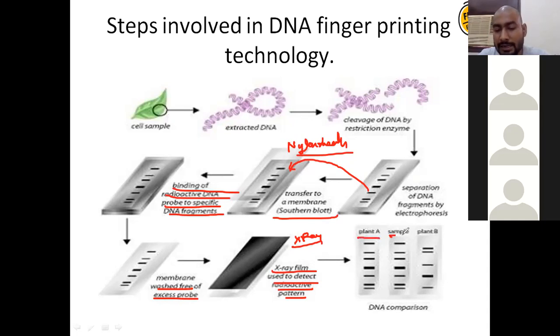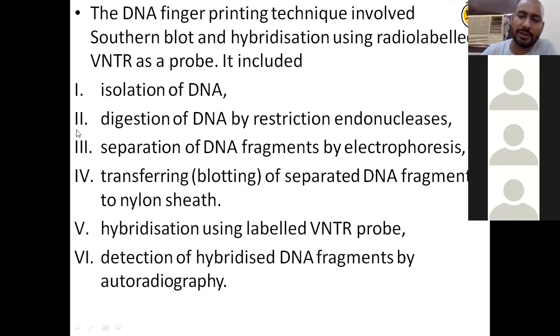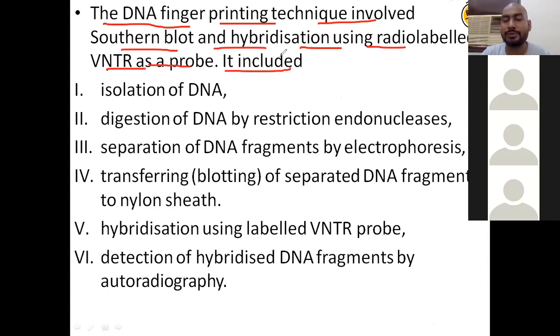So plant A sample, plant B. This is the sample with the probe, and this is the difference between sample A and sample B. So these are the steps. Next, the DNA fingerprinting technique involves Southern blot and hybridization using radio-labeled VNTR probes. I told you the steps, you have to learn them. How many things are needed? First is the Southern blot, second is hybridization, and third is the radio-labeled VNTR. So three components are important for DNA fingerprinting.